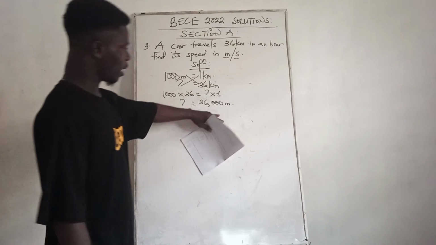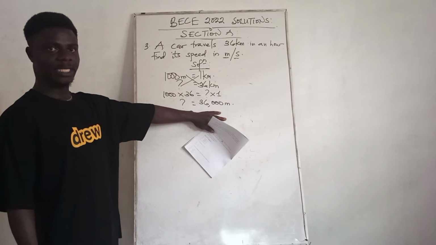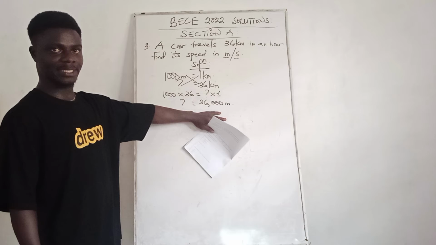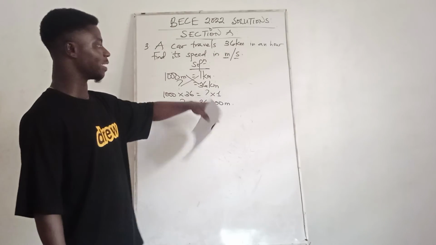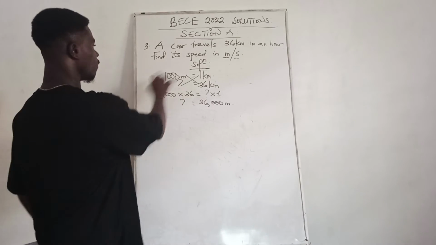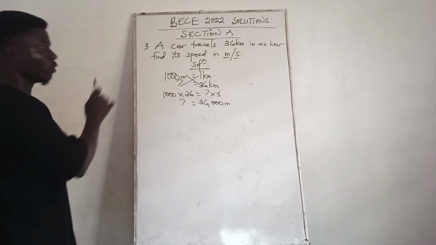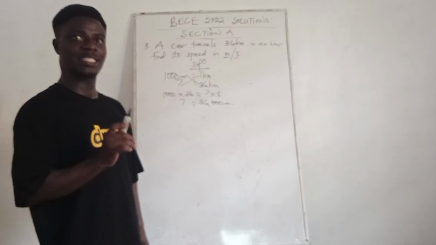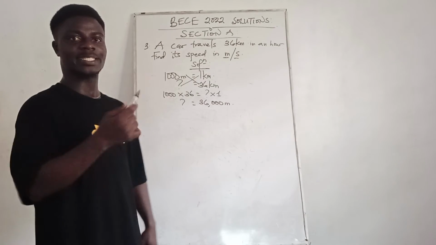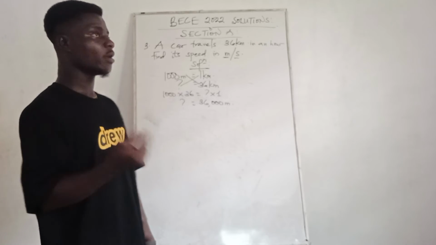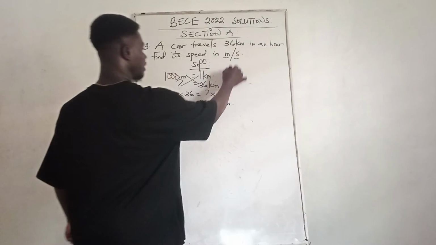All right, so this one is my distance, right? That's my distance. I've changed it from kilometers to meters, and that's the conversion, right? All right, so that's a conversion from kilometers to meters. We have to take note that 1,000 meters is equivalent to 1 kilometer. All right, so let's see.